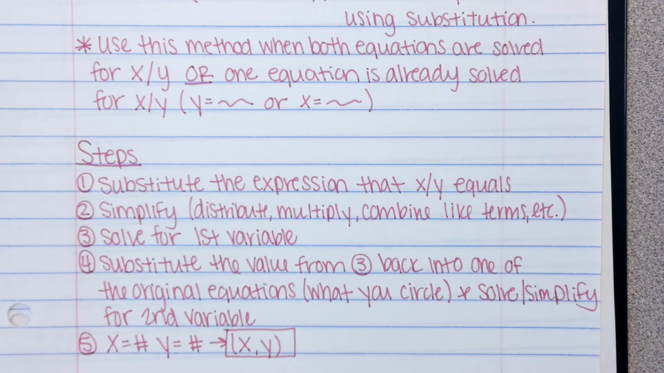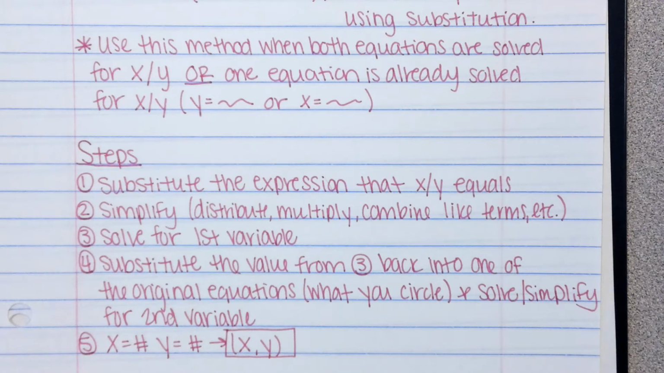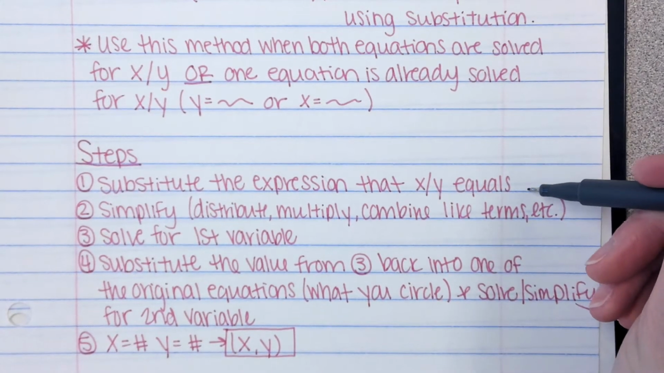So we can only look for x, or we can only look for y. We can't solve both at the same time. So we have some different methods to get rid of one of those variables. So today we're looking at substitution.